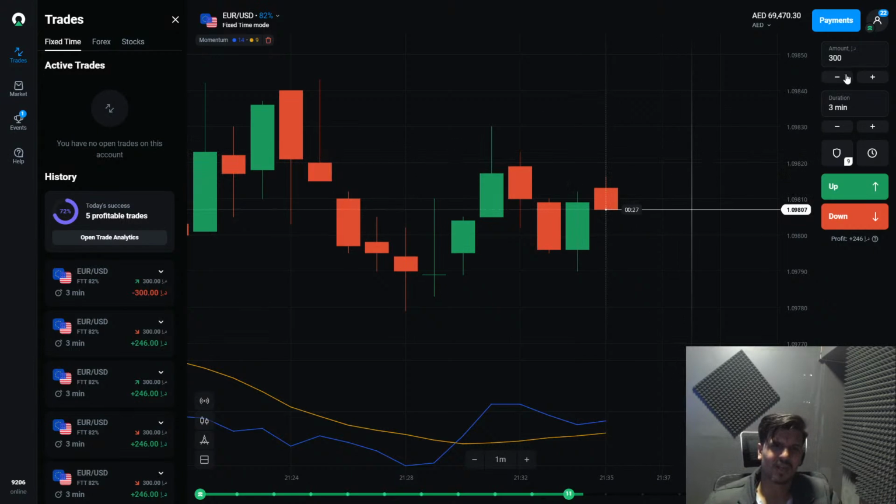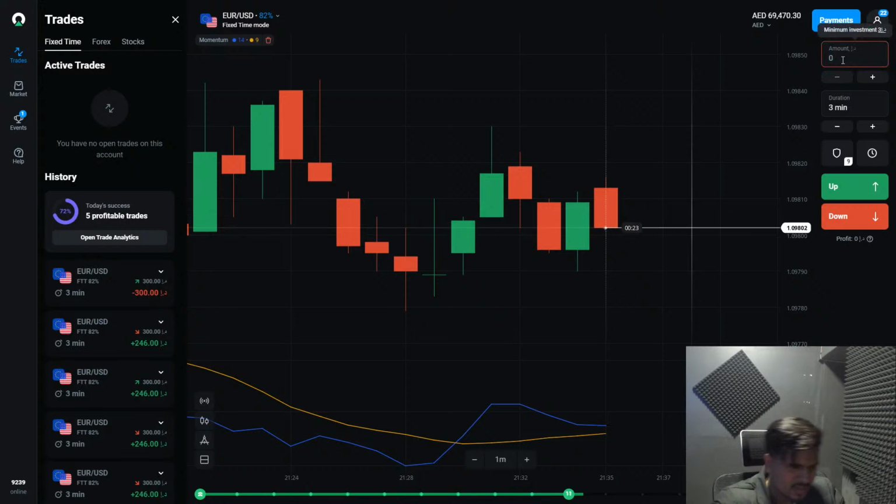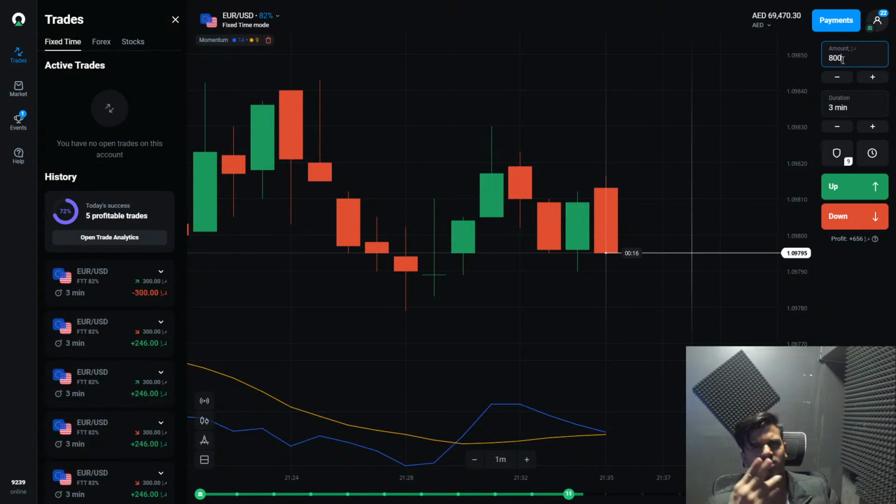So let me increase this amount. Like you can do one thing. If you lose, but I am still in profit, there is no need to increase the amount, because I am in profit. There is no loss. If you really get into loss, then you have to use the martingale strategy.